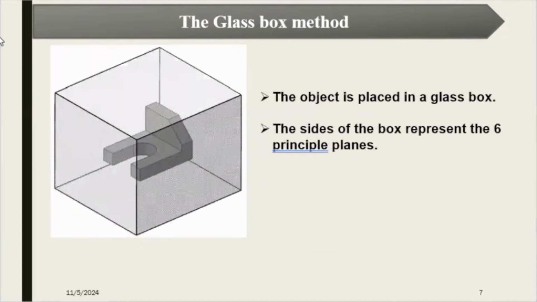Okay, then let's look at this glass box method. Glass box method එකේදී අර මම කිව්වා වගේ පැති 6 අඳිනවා. ගණකයක පතරමක වගේ. Okay. So for this one, we think that our object is placed in a glass box, and then the sides of the box represent the 6 principal planes.